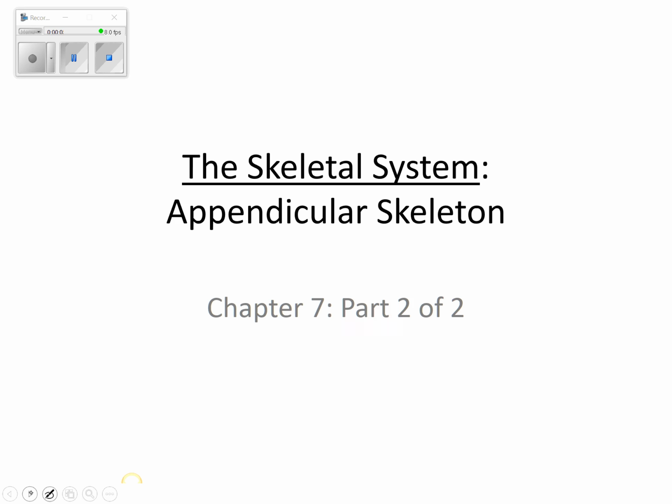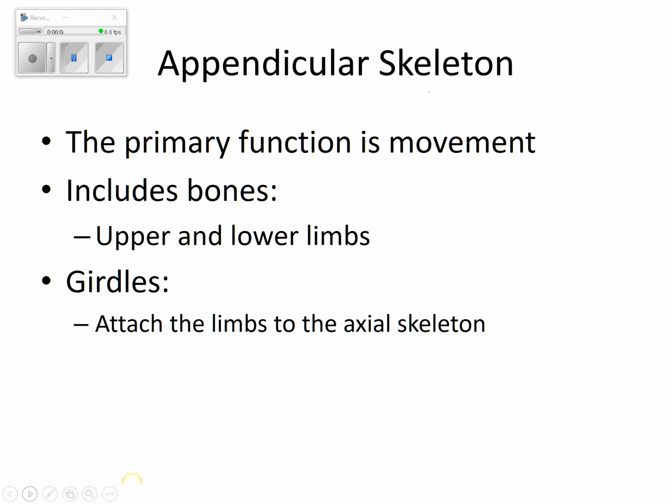Okay, so now we're going to talk about the appendicular skeleton. This is part two, but it's our third recording for this chapter 7. So the appendicular skeleton refers to the appendages, which is a part that is going to be joined by something larger. Remember, of your appendicular skeleton, we have 126 bones.